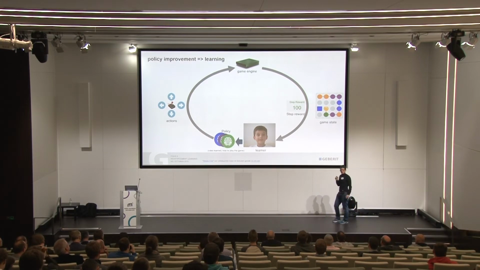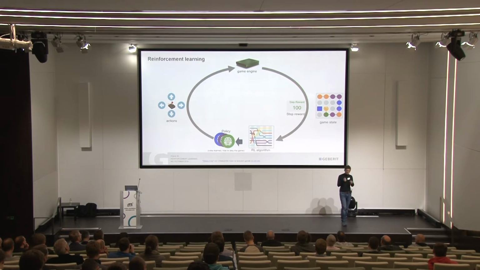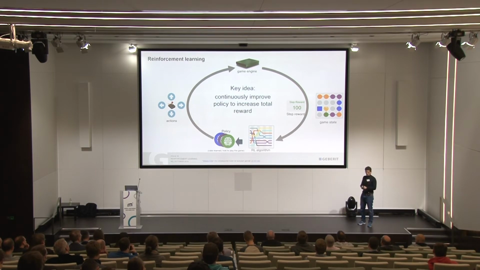So reinforcement learning algorithms now try to learn by mimicking this behavior of the learner. And the key idea here is to design an algorithm which is able, based on an existing policy, to improve it just by the interaction with the gaming engine.